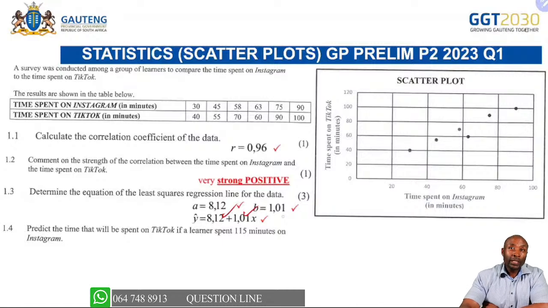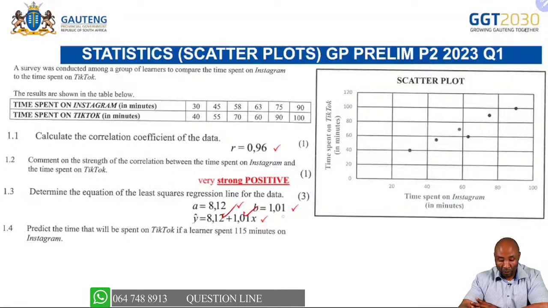Please do not interchange the values. Make sure you write them in the correct positions. Otherwise, we are going to lose marks there. Now, we are supposed to predict the time that will be spent on TikTok if a learner spent 115 minutes on Instagram. This is the interpolation and the extrapolation that we are going to use.